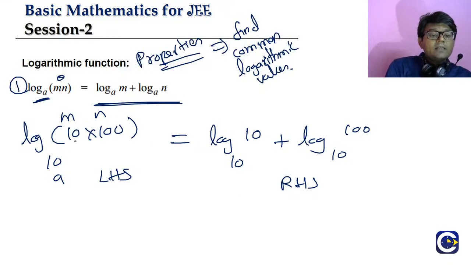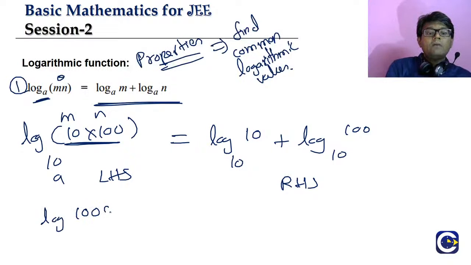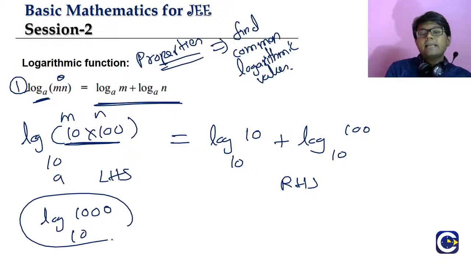Look at this, guys. What is our LHS? What is there inside the logarithmic function? 10 into 100. What is 10 into 100? 1000, right? So we have log of 1000 to the base 10. I think we already did this. What is the log of 1000 to the base 10? 10 cube is 1000, so this value is 3. So this is our LHS part. Let's keep it. Let's look at RHS.